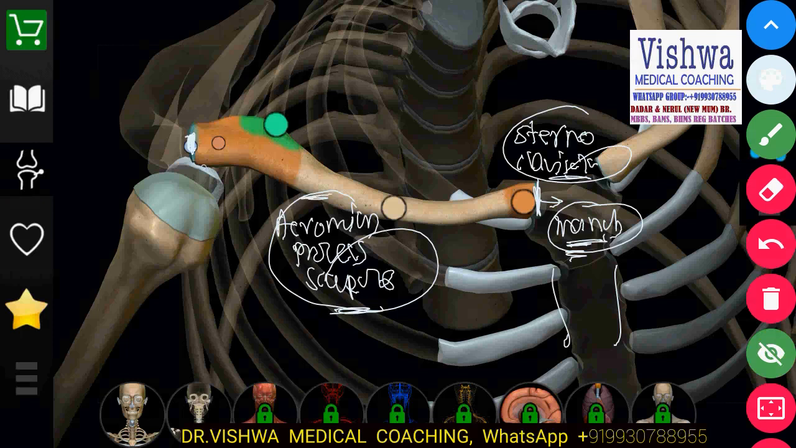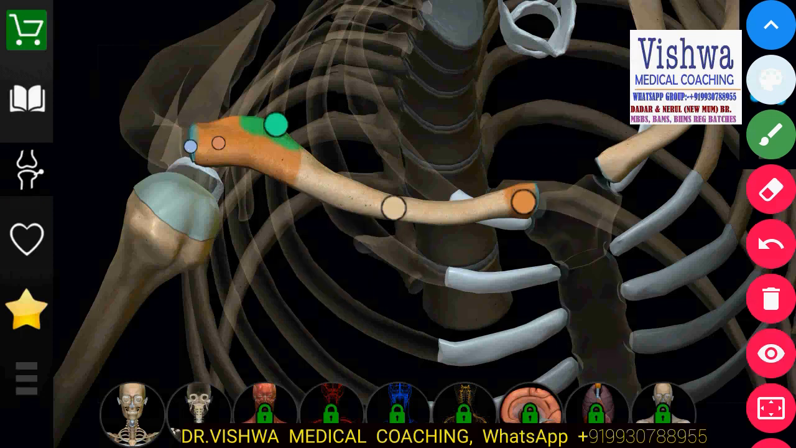It also takes part indirectly, with the help of ligaments, in the shoulder joint. So it articulates with the acromion process, called the acromioclavicular joint. So the medial part articulates with the sternum to form the sternoclavicular joint. The lateral part articulates with the acromion process of the scapula to form the acromioclavicular joint. This description will be more than enough for you to remember.